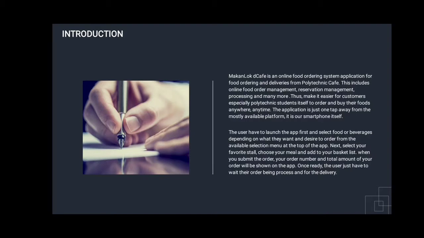The user has to launch the app first and select food or beverage depending on what they want and desire to order from the available selection menu at the top of the app. Next, select your favorite stall, choose your meal, and add to your basket list. When you submit the order, your order number and total amount of your order will be shown on the app. Once ready, the user just has to wait for their order to be processed and for the delivery.